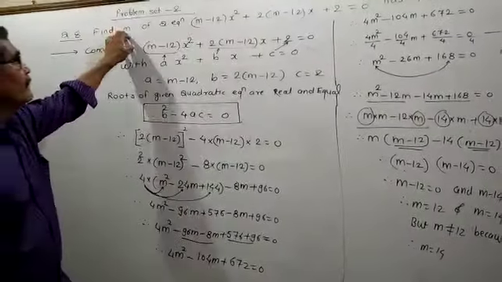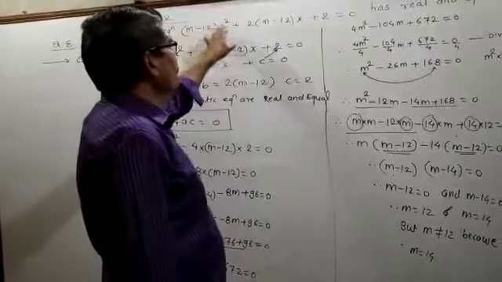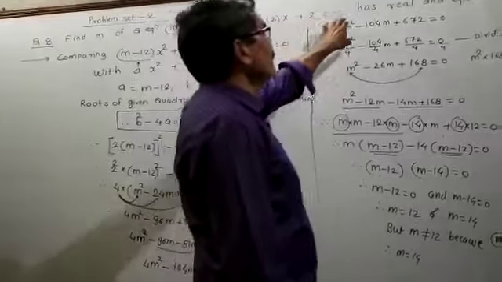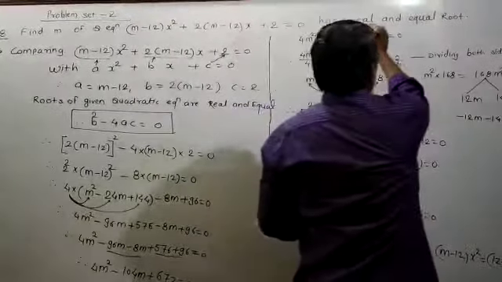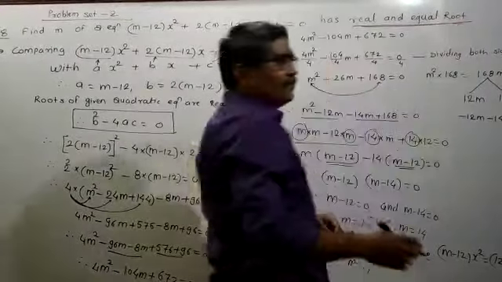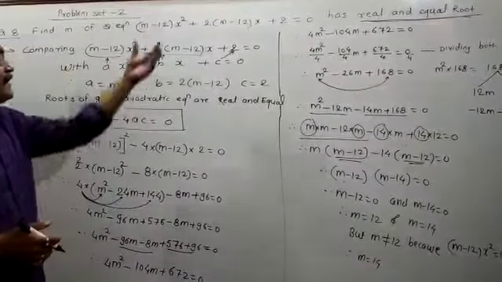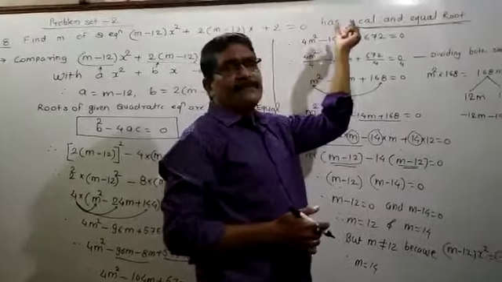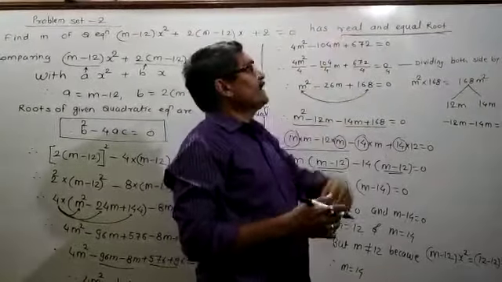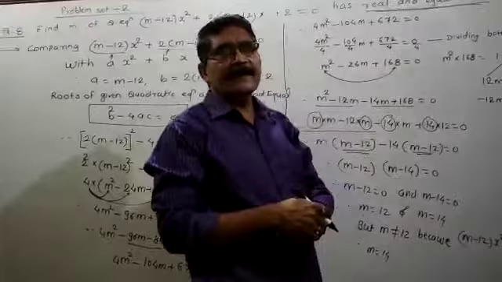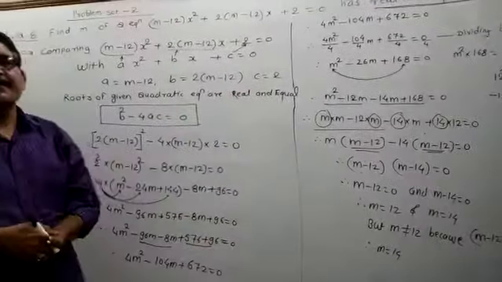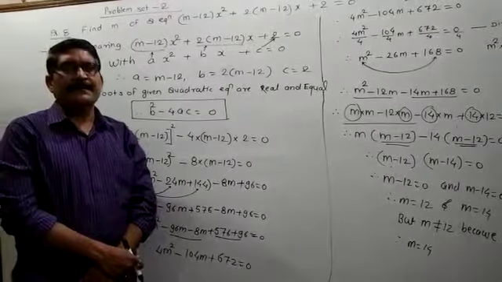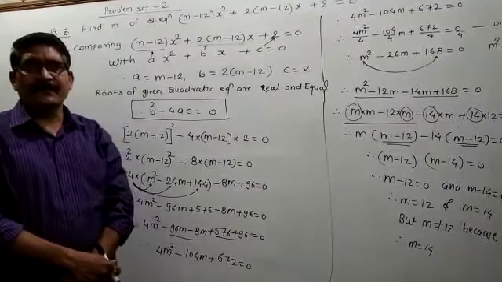Find the value of m if the quadratic equation (m minus 12)x square plus 2(m minus 12)x plus 2 is equal to 0 has real and equal roots. The nature of the roots is given: real and equal. You know that if roots are real and equal, then b square minus 4ac is equal to 0. You have to utilize that and find the value of m.